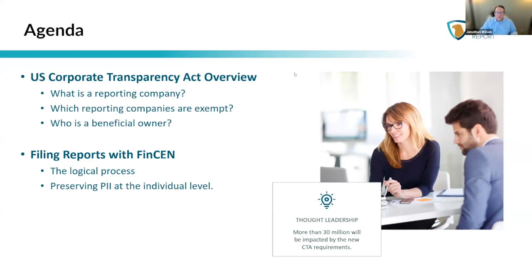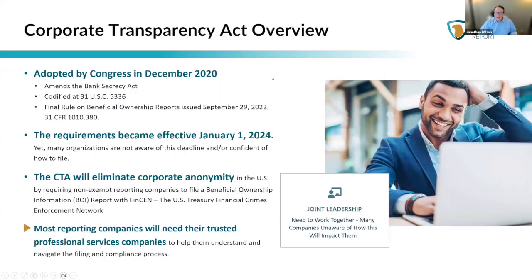And as we get started here, again, my name is Jonathan Wilson. I'm the CEO and co-founder of the FinCEN Report Company. I'm also a practicing attorney with a law firm called Taylor English here in Atlanta. I spotted the Corporate Transparency Act as something that was going to be a challenge when Congress first passed it at the very end of 2020.